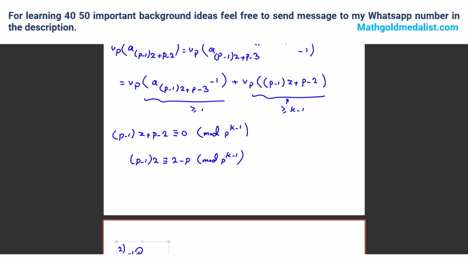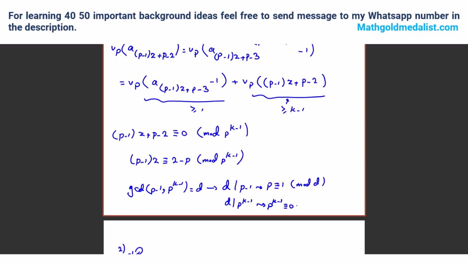Let me tell you why the GCD is 1. If you consider the GCD of p minus 1 and p to the k minus 1, call it d, then we know d divides p minus 1, and d divides p to the k minus 1. From here we can say p is 1 mod d, and from here p to the k minus 1 is 0 mod d. So you can raise both sides to the power of k minus 1, so p to the k minus 1 is 1 mod d.